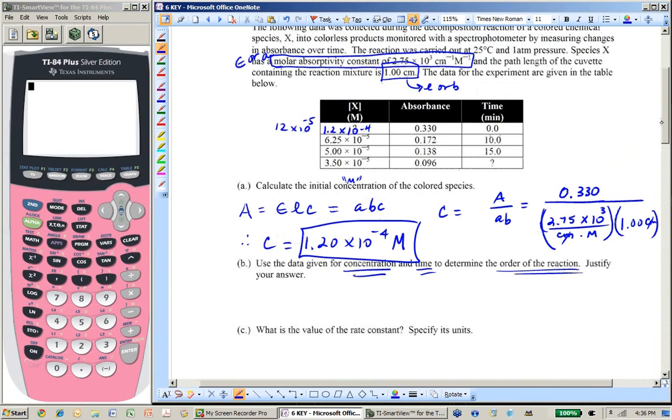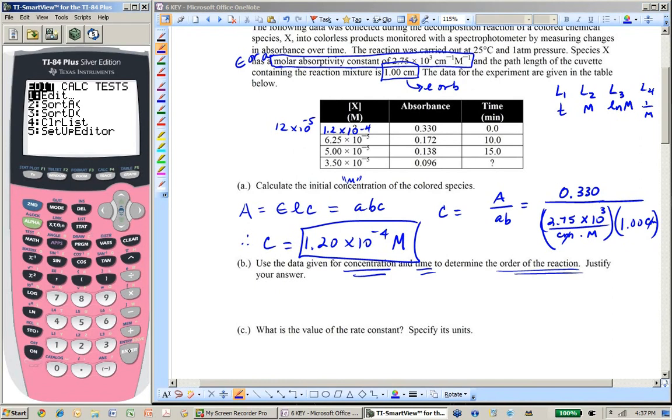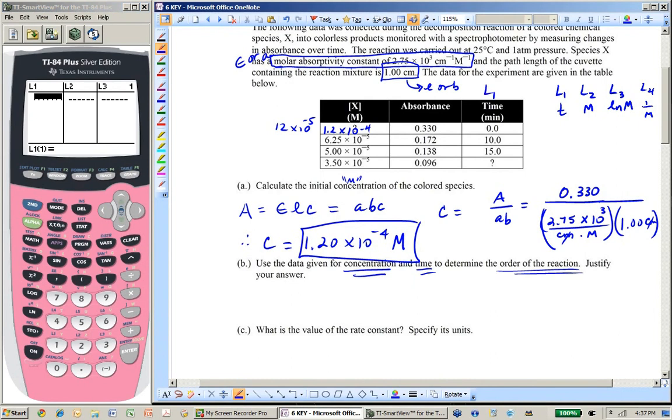This is integrated rate law, so I want L1 to be my time. I want L2 to be my molarity. I want L3 to be the natural log of that molarity. And I want L4 to be the reciprocal of that molarity. So away we go. Clear your lists if you have not already. I did already. So now I'm going to put in time. Even though time's way over here, I want that to be L1. So 0, 10, 15. Not very many data points.